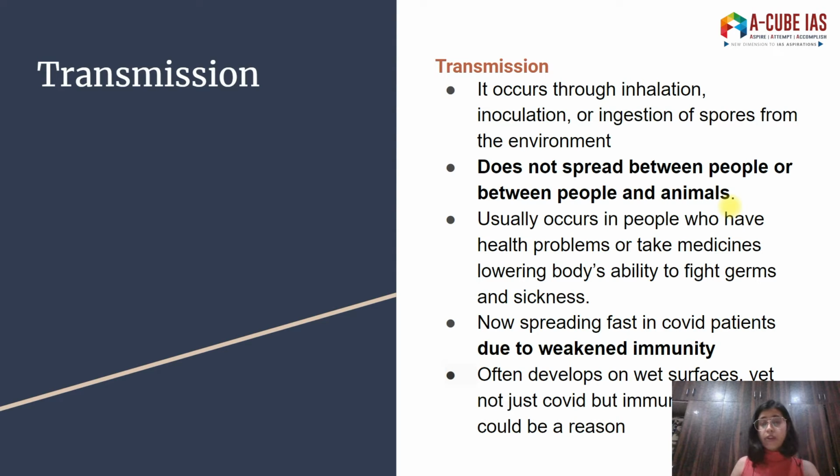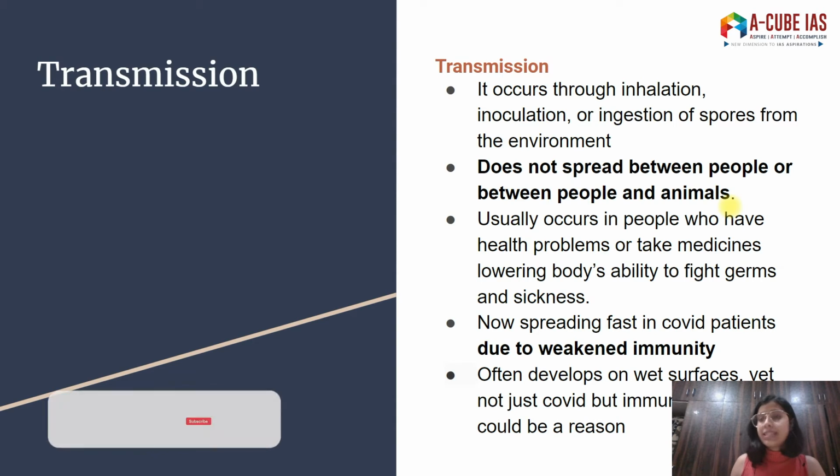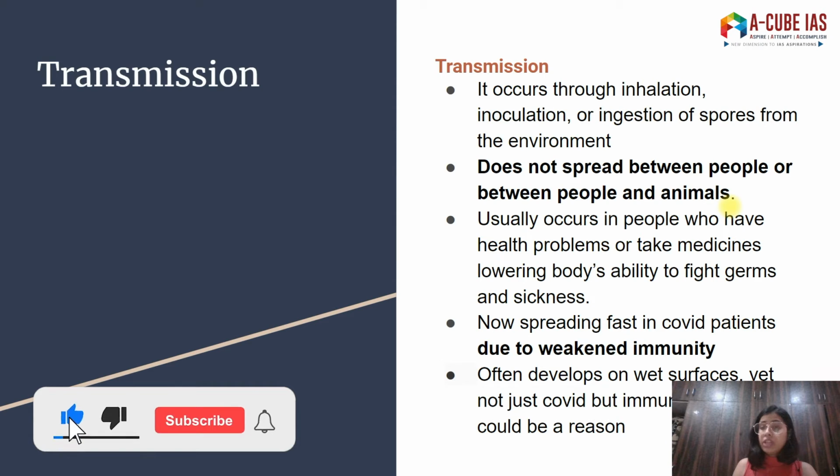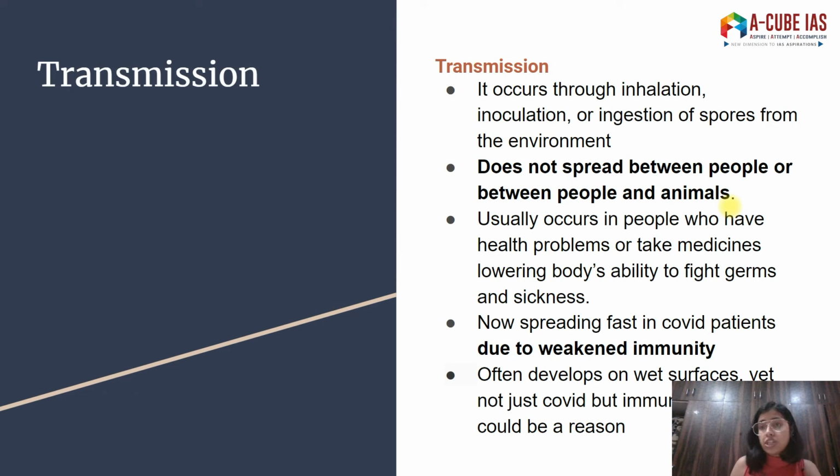But one thing should be taken care of here: it does not communicate from people to people or people to animal. And usually it occurs in people who have existing comorbidity or any health problem with lower immunity. So just remember this. Usually weak immunity is the cause for this, and it is happening in COVID patients because of the weakened immunity. We'll see in detail why it is related to COVID. Now moving ahead, it often develops on wet surfaces, and not just COVID, any person who has lesser immunity can be infected with this.